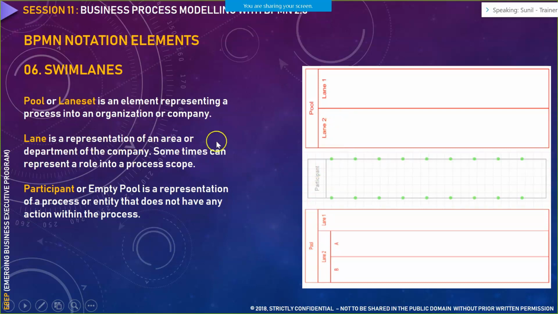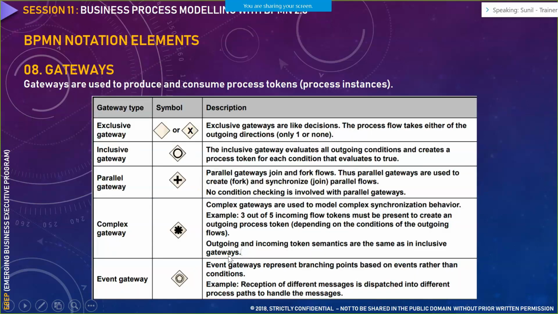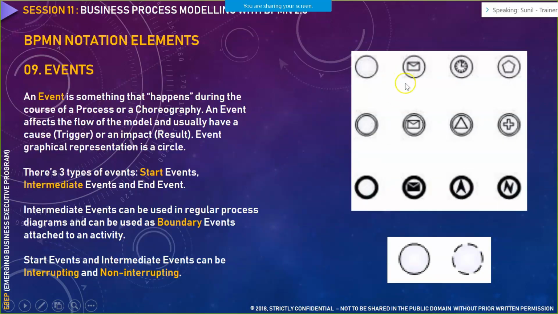Now lane is the representation of the area, lane 1 and lane 2. Participants are the users who would go under this particular lane depending on your needs and requirements. And these are some of the swim lane markers that you would be using. These are some of the gateways or the decisions that you make when you are dealing with a particular business process, flows or notation. And then these are the events: start event, stop event, messages, or anything else that you would like to show.